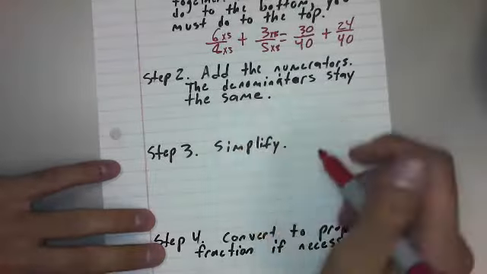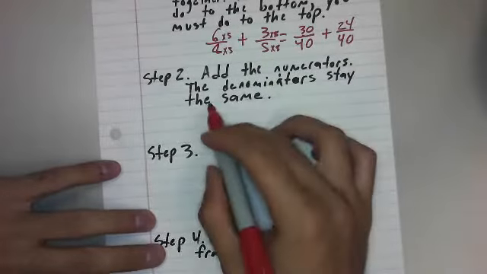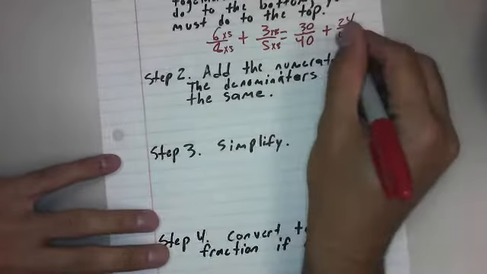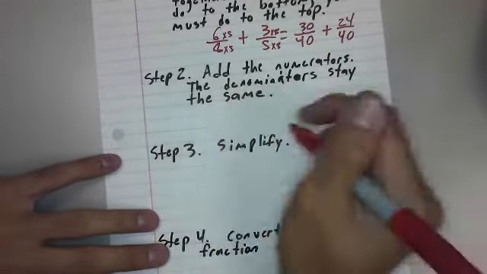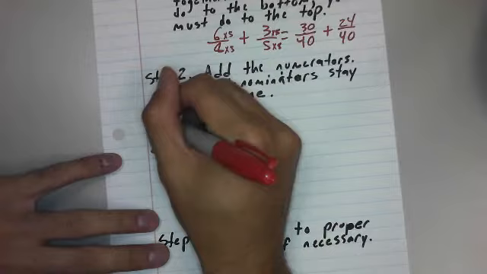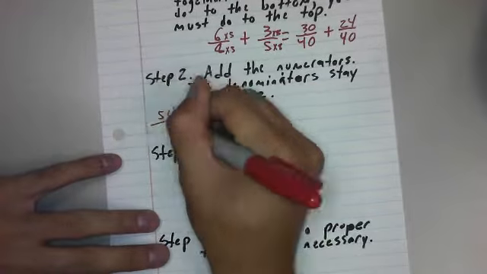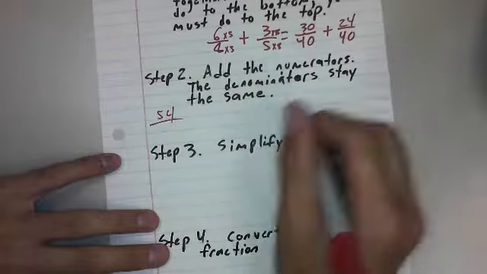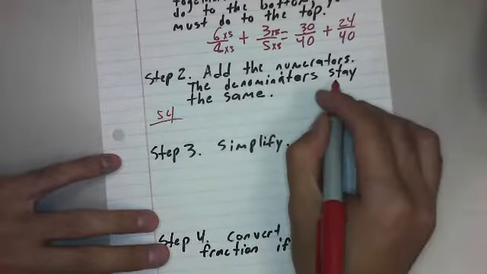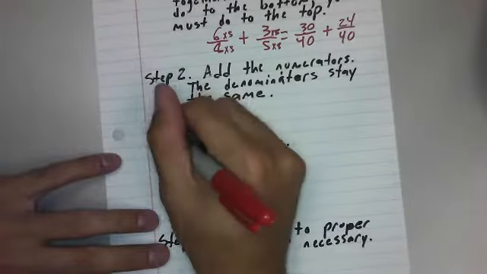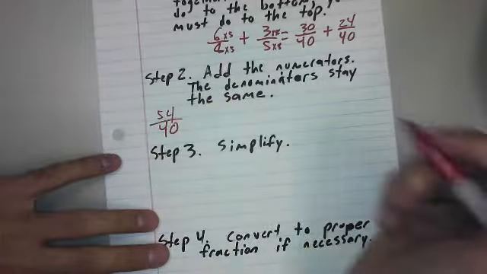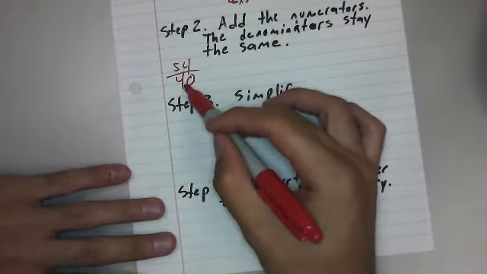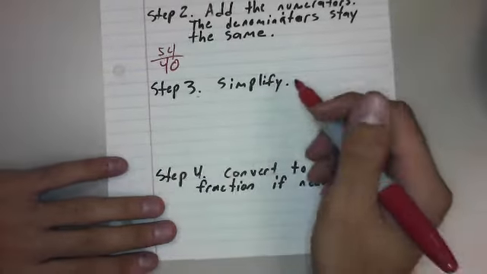Now on step 2, it says add the numerators. So let's go ahead and add the numerators. 30 plus 24 is 54. So I'm going to go ahead and write 54 because 30 plus 24 is 54. The denominator stays the same, so the denominator is going to stay the same as 40. That does not change. So now I have 54 over 40.